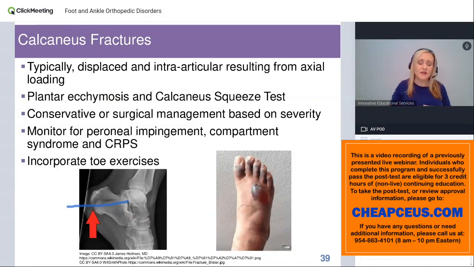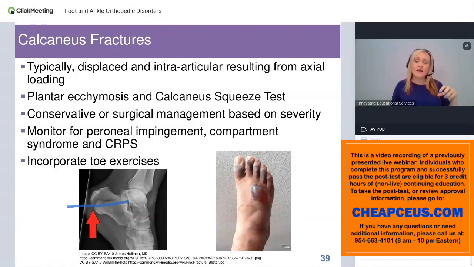The assessment that we are going to perform for this is going to be the calcaneal squeeze test. So if we squeeze the calcaneus, we could be shifting those bony segments, so that will replicate pain for the individual. Squeeze test, you've heard multiple times already in this presentation.